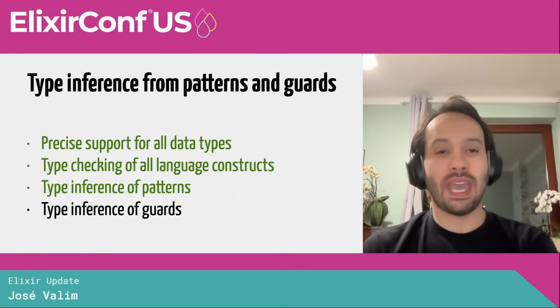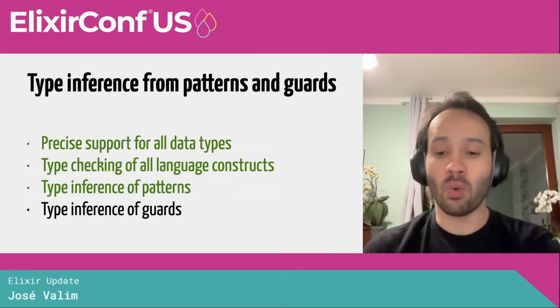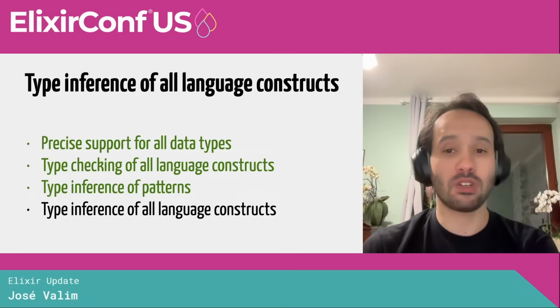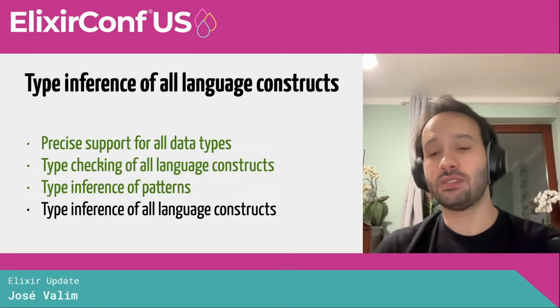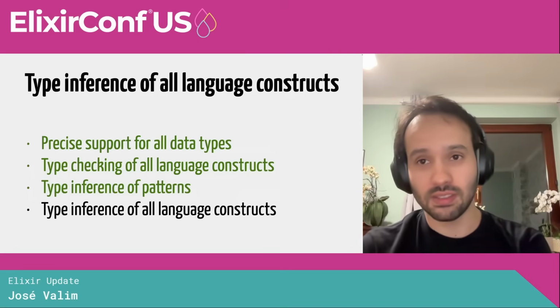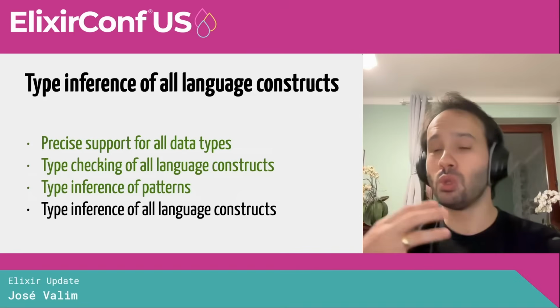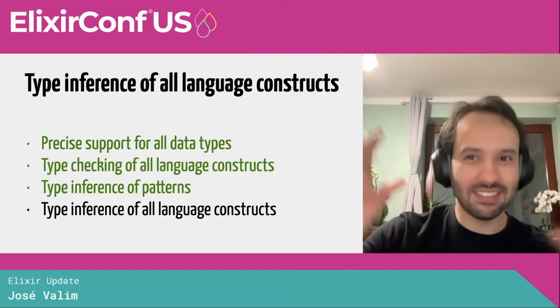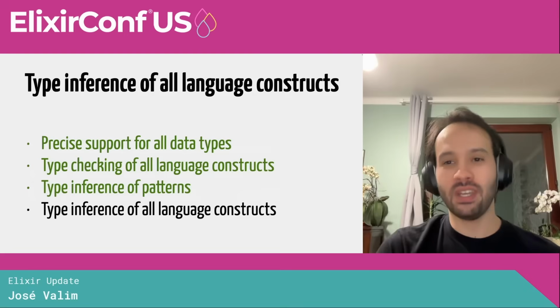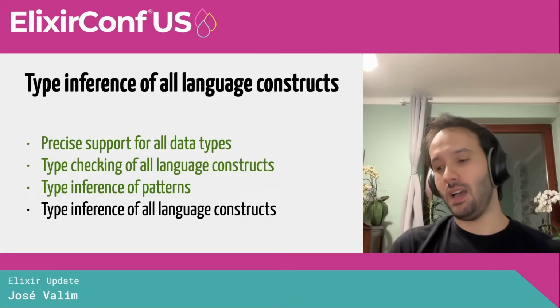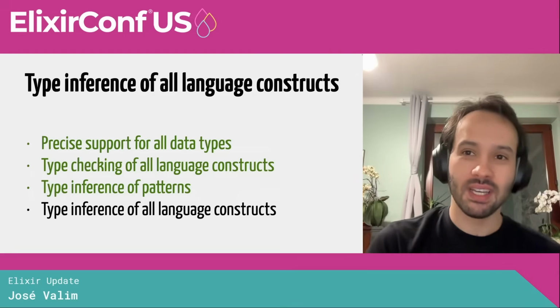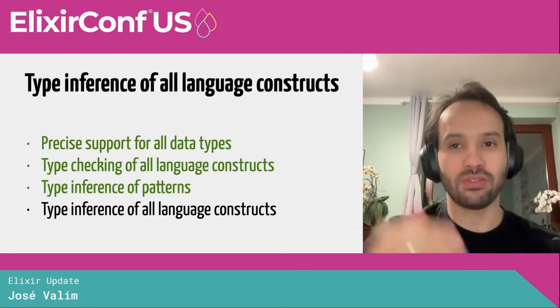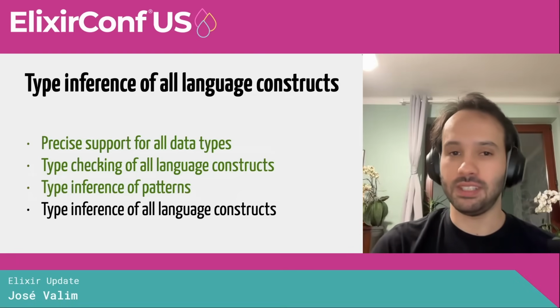Because as we started implementing the type system and working on it, we realized that we can actually provide type inference of all language constructs. And that's going to allow us to look more at your code, look harder, enhance, and find more bugs for free. But of course, it comes with more work, and then our milestones have to be adjusted.